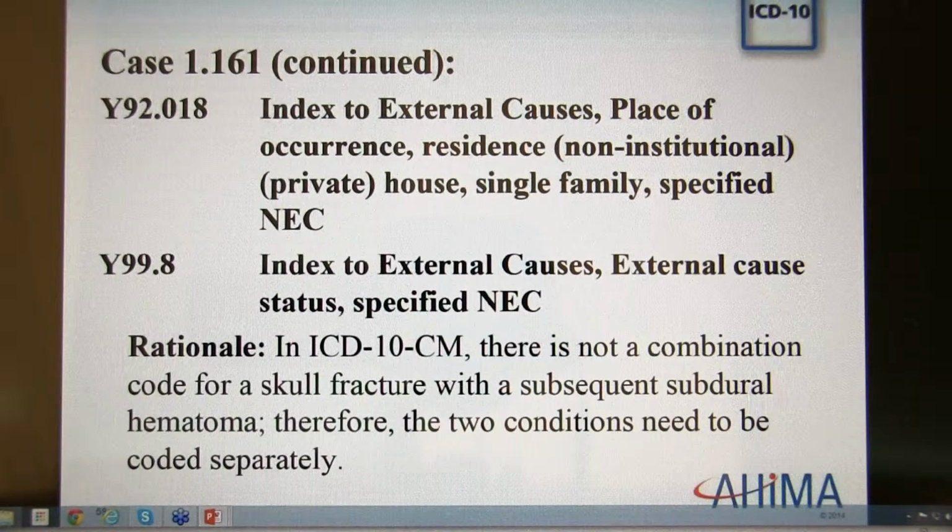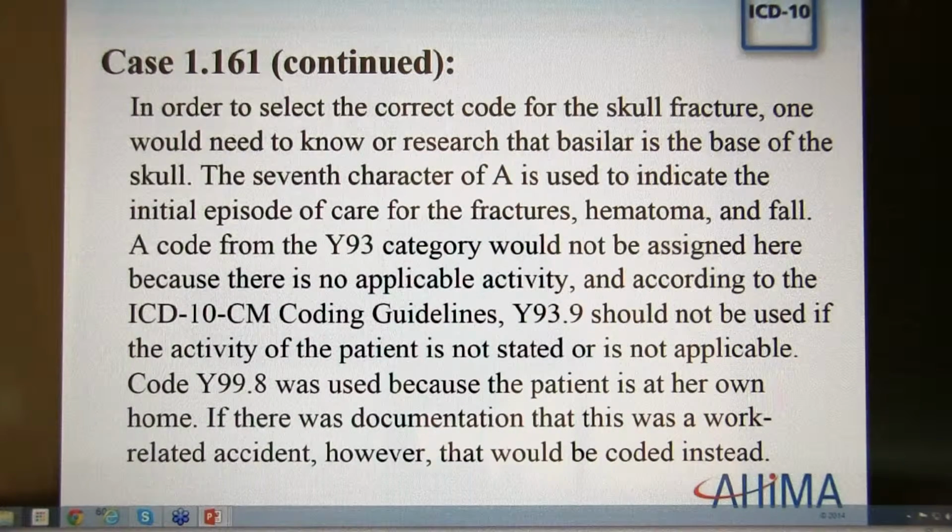There is no combination code for skull fractures with the hematoma. That's why we had to use 2 separate diagnosis codes. And in order to correctly code the skull fracture, those of us who aren't physicians would have to know the different areas of the skull in order to correctly code that. So that may be where, depending on the knowledge of your coding staff, because of the new terminology and more in-depth terminology in ICD-10, you just may have some questions on anatomy and physiology. And then again, our Y codes are coded to try to paint the picture of what the patient was doing and where they were doing it that led to the injury.